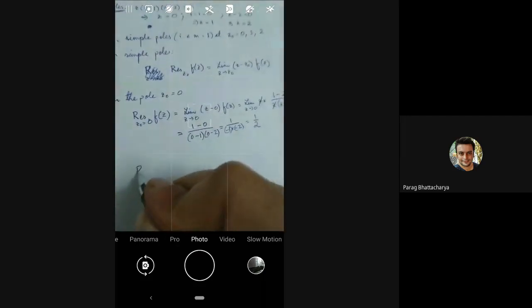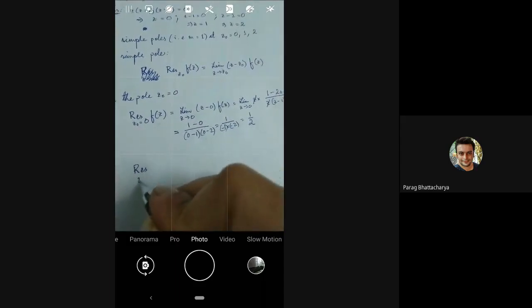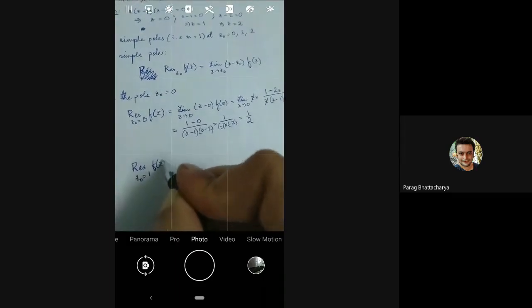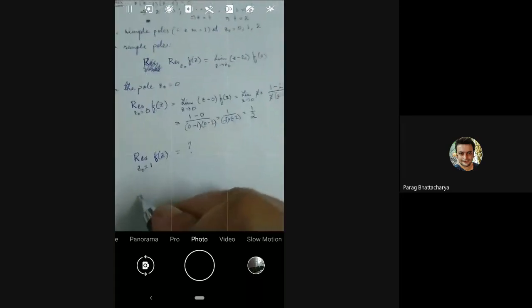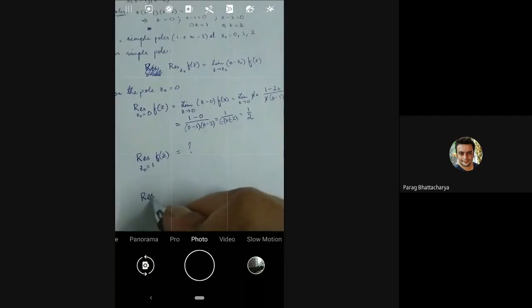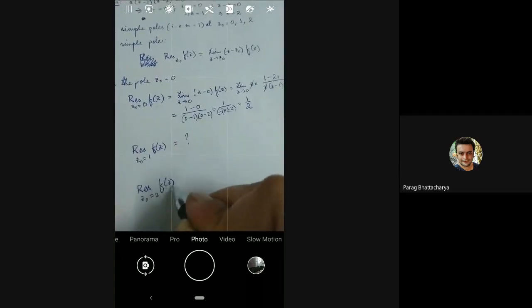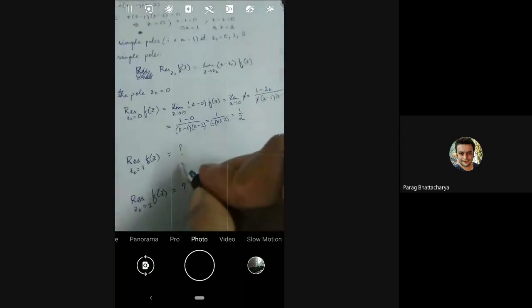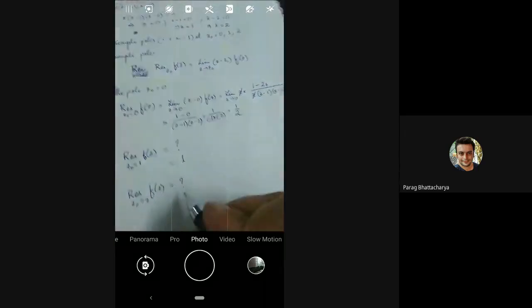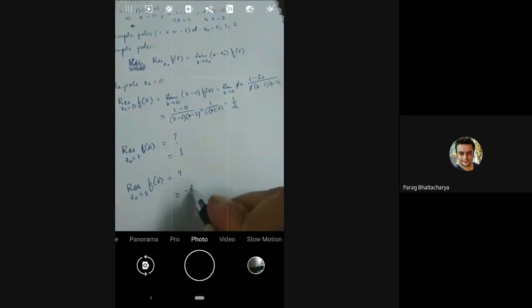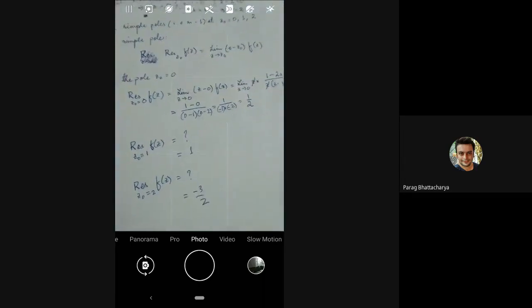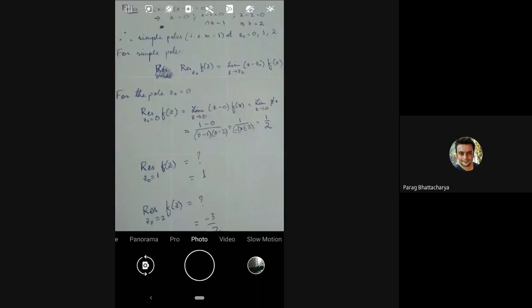Similarly, please find out what is the residue for z naught equal to 1. I'll leave this to you. Let's try this out and find out what is the residue for z naught equal to 2. I'll give you the answer so that you all can verify. You should get this to be equal to 1 and this to be equal to minus 3 by 2. Please try this out. Is that clear?